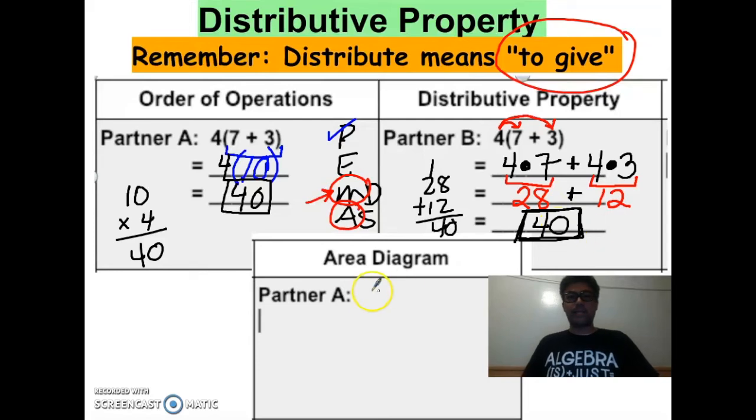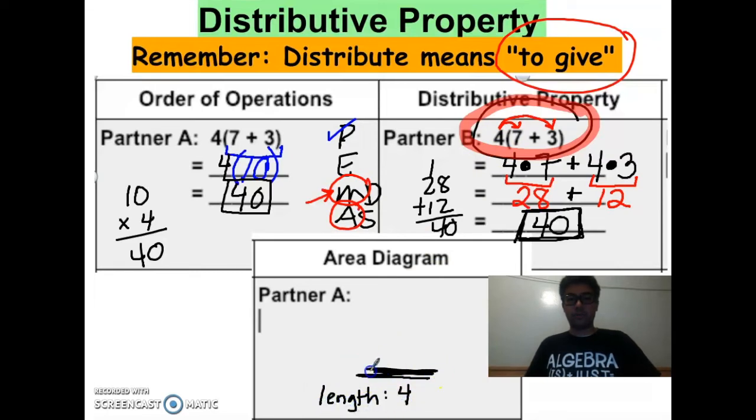Okay. The last thing to show you is how would you show this expression as an area diagram? So if you have to do an area diagram, you want to think of area of a rectangle. So all I'm going to do is I'm going to draw a rectangle, and the first number is 4, so I'm going to say that the length is 4. Okay, so we're going to pretend this is 4.